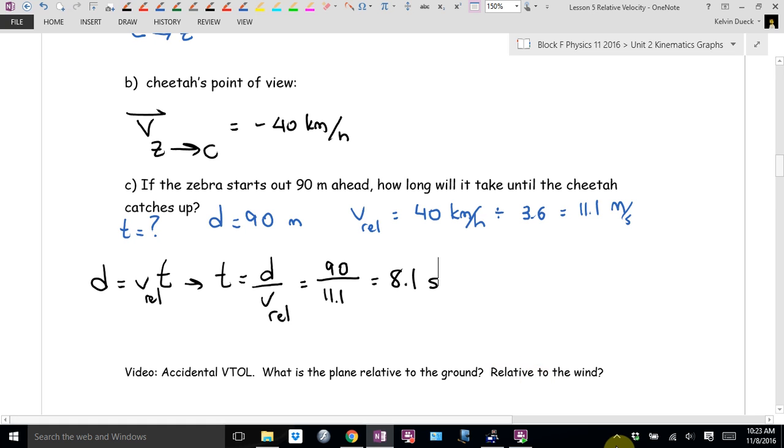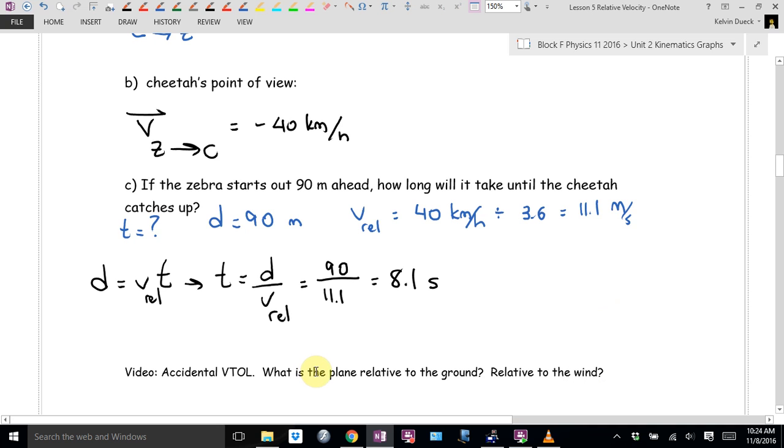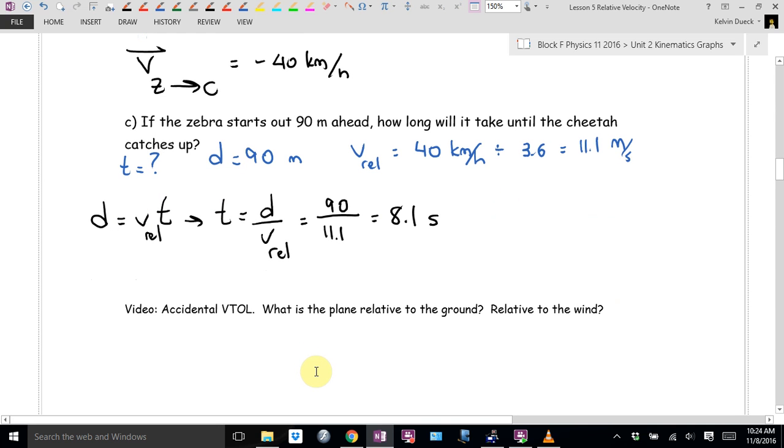Put your pencils down, look up. What was the plane's velocity relative to the ground? 0 meters per second. What was the plane's velocity or speed relative to the wind? Whatever it needed for takeoff velocity. Right?